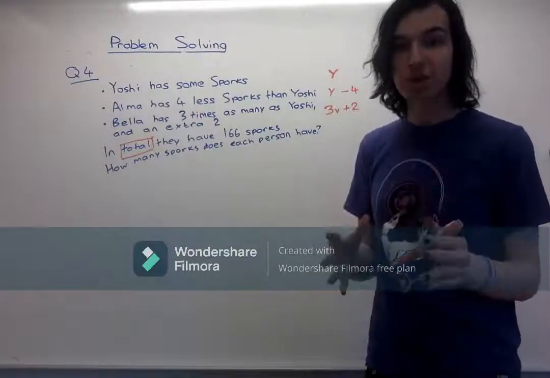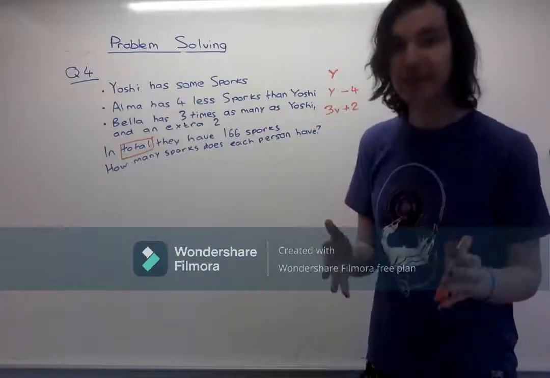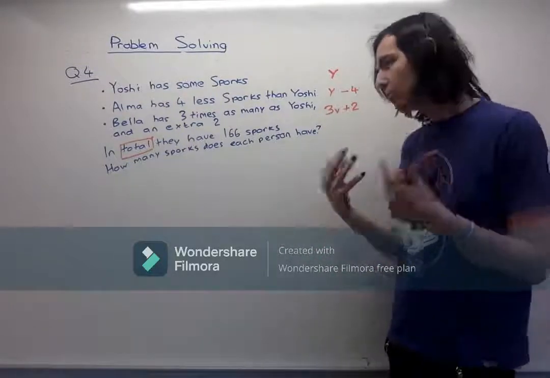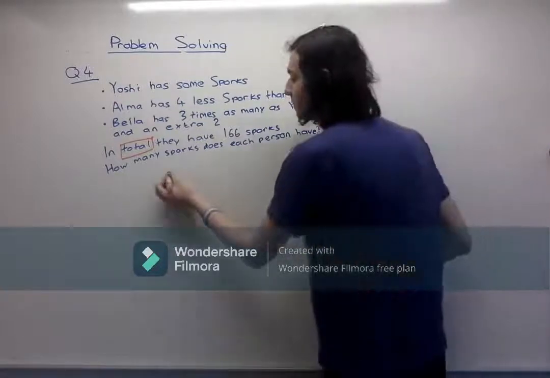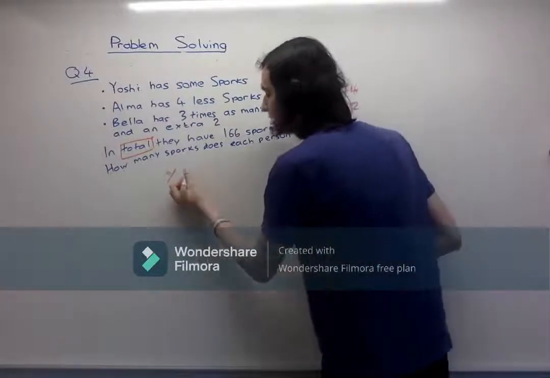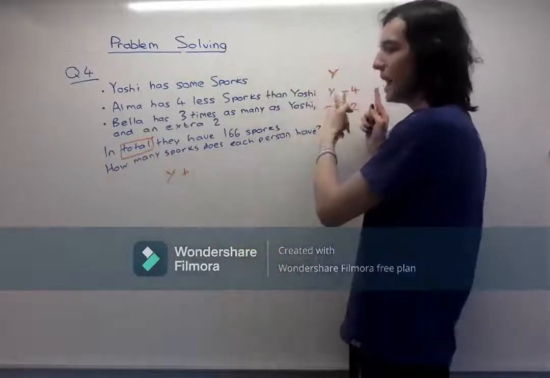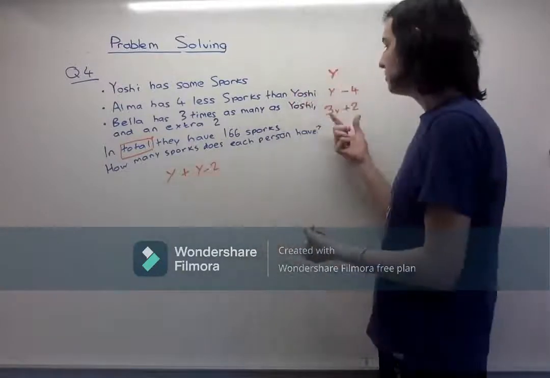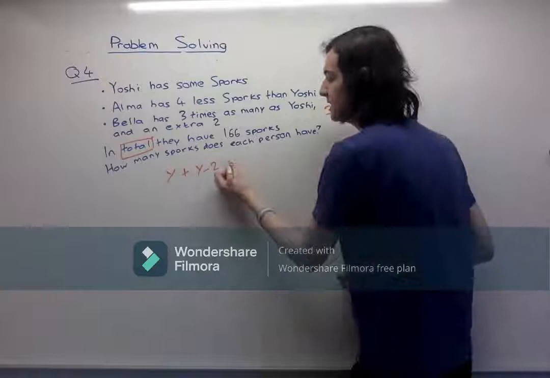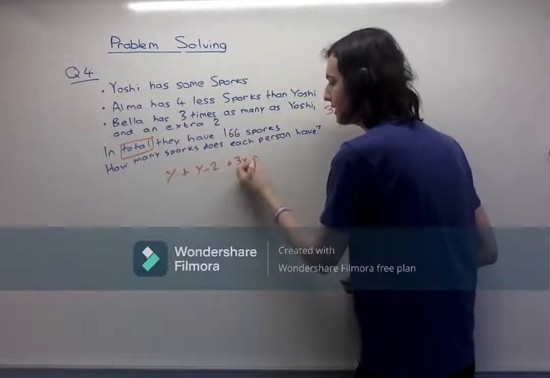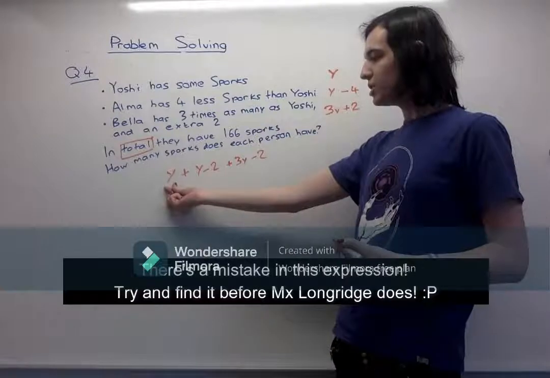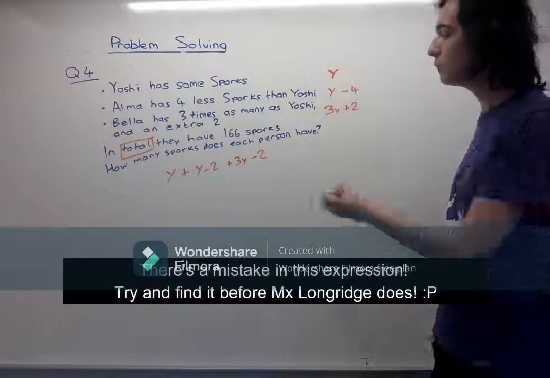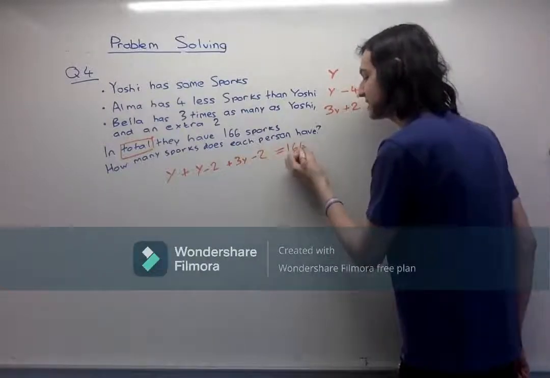We don't want to see Yoshi getting purged, we don't want to see Alma or Bella getting purged any part along this question. So what we're going to do first of all is write these out. Let's first account for Yoshi, which was shown as a y, and don't forget, total. Then we're going to deal with Alma, our other character in here, so y minus 2. And then we've got Bella as well. So that's plus because total again, 3y plus 2. So we've got Yoshi's number of sporks, Alma's number of sporks, and Bella's number of sporks. And we're told that in total they equal 166.